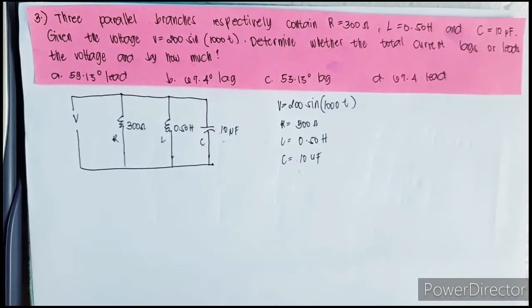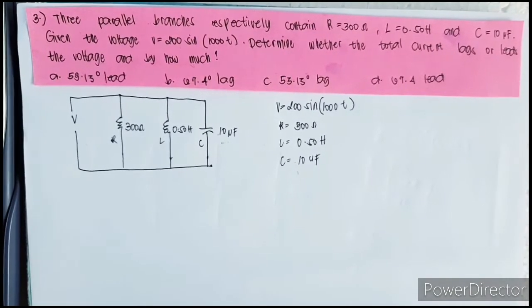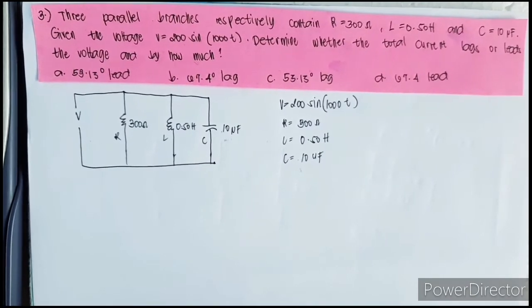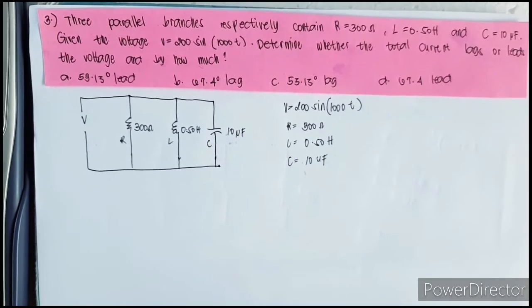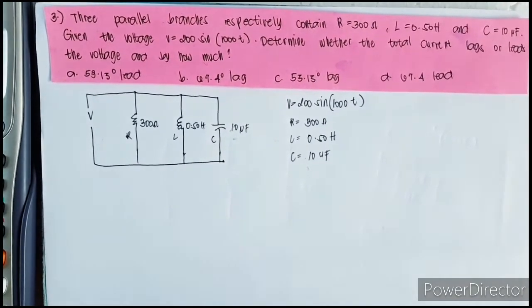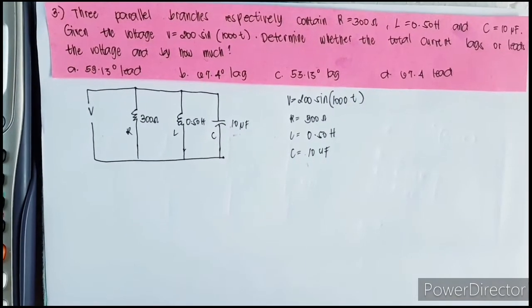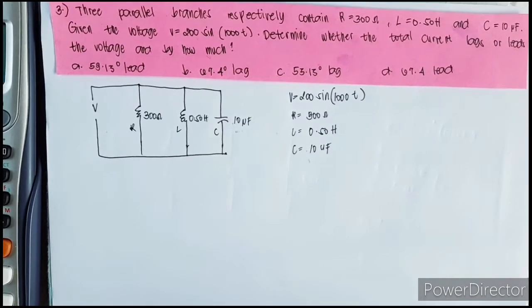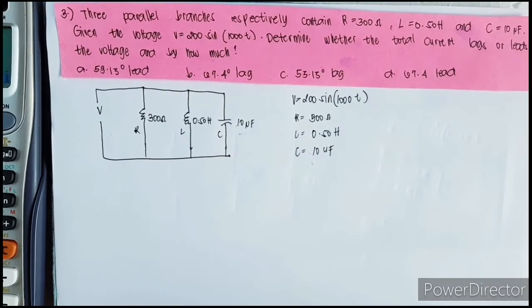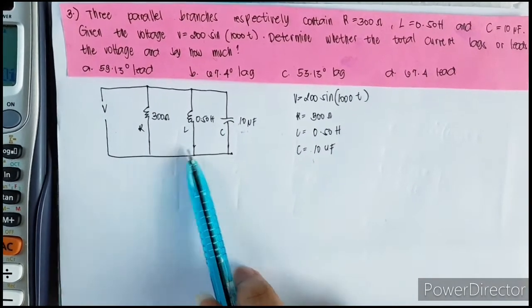For our first problem, we have number 3. Three parallel branches respectively contain R equal to 300 ohms, L equal to 0.50 Henry, and C equal to 10 microfarad. Given the voltage V equal to 200 sine 1000t, determine whether the total current lags or leads the voltage and by how much. So, we have here our diagram and our given.